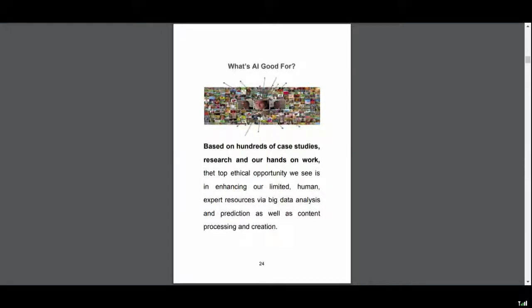What is AI principally being used for currently? What is this technology being used for? Looking at hundreds of case studies, and we'll talk about some of these in the final section, the areas where AI is showing some real strong potential and delivery are around enhancing our limited human expert resources, whether across business experts, medical experts, or creative experts. That's been done by big data analysis, being able to analyze massive data sets we couldn't possibly understand with our human brains alone, and making predictions from that, as well as analyzing and understanding content such as images, text, videos now, and audio, and even creating some of that content.